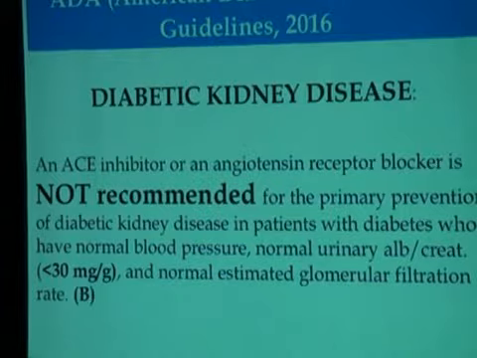But it is not advised, it is not recommended for the primary prevention of diabetic kidney disease in patients with diabetes who have normal blood pressure. So it is very important that you ask what the blood pressure is. If the blood pressure is normal, it is not recommended. And if the urinary albumin creatinine ratio is normal, less than 30 milligram per gram, so it is not used for primary prevention.